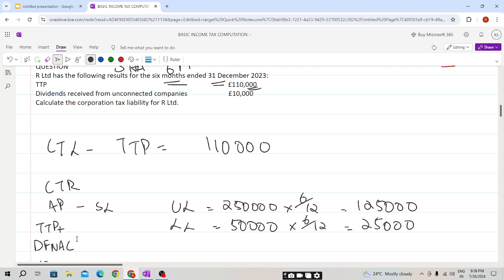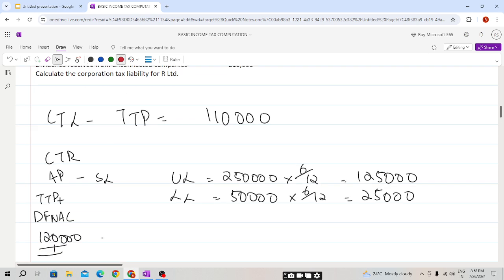Now students, we need to compare the augmented profit. Augmented profit is 120. We need to compare with the statutory limit. If the augmented profit is below 25,000 pound at small rate, if the augmented profit exceeds 125,000 pound at main rate, if the augmented profit is between the limit of 25,000 and 125,000 pounds, it will be taxed at main rate 25%, but additional relief will be available. What is the additional relief? Special marginal relief will be available.